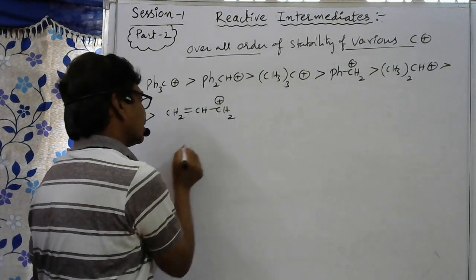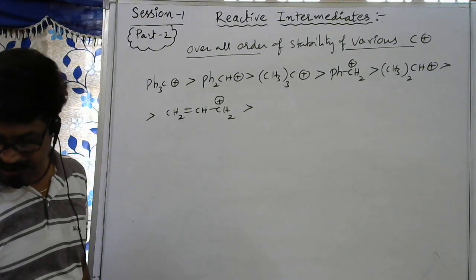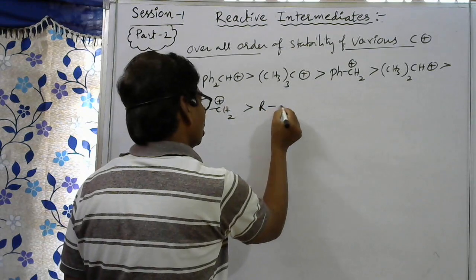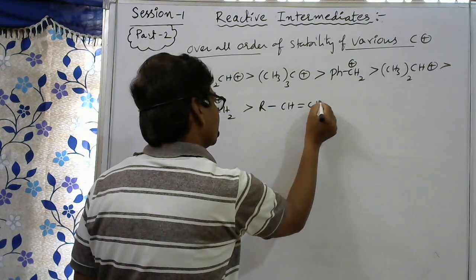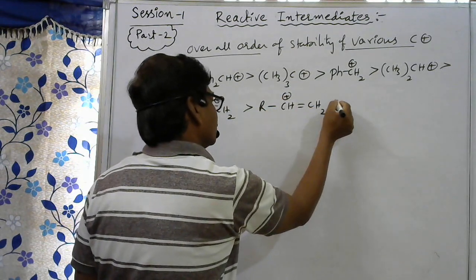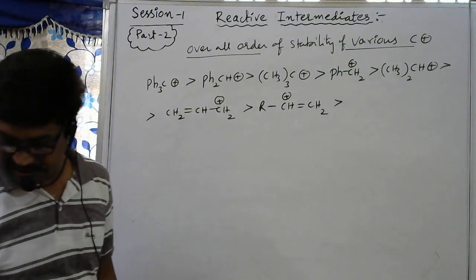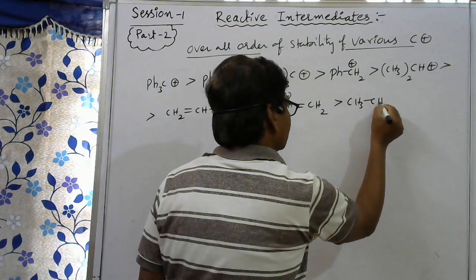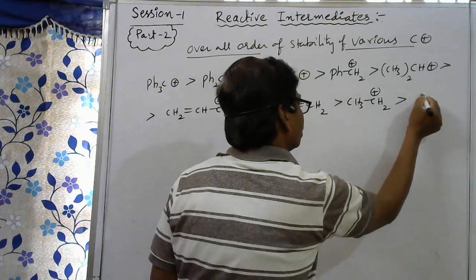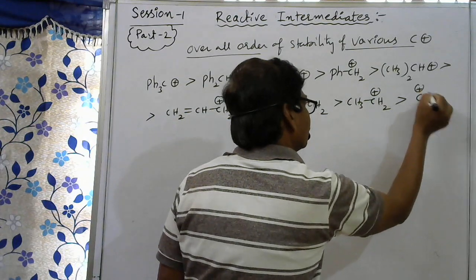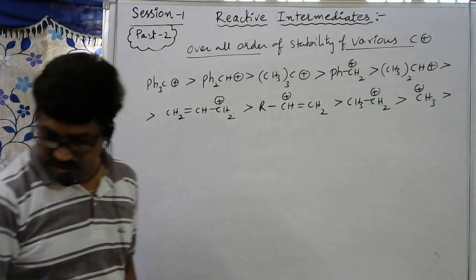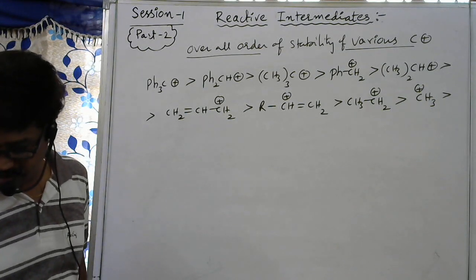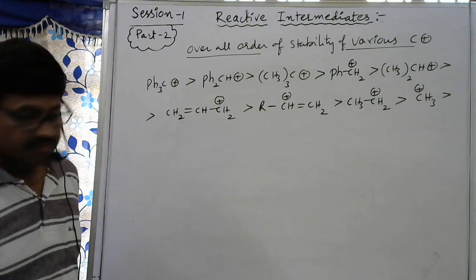This is allyl carbocation. Then after allyl, this is secondary, vinyl secondary carbocation, R-CH=CH+. Then primary CH3CH2+, then methyl carbocation. Methyl carbocation is more stable than phenyl carbocation. Ethyl, then methyl carbocation.